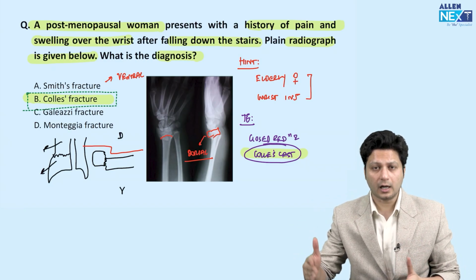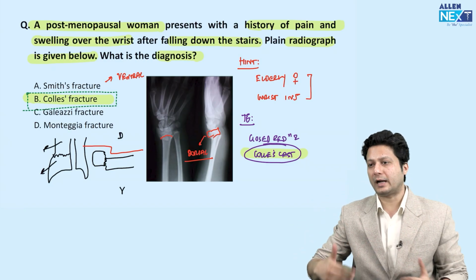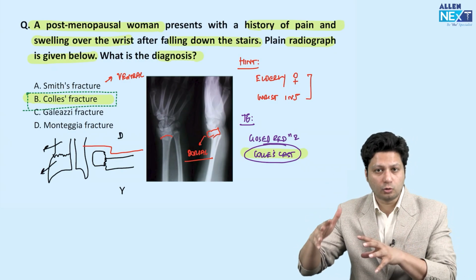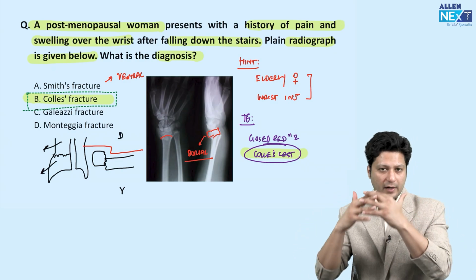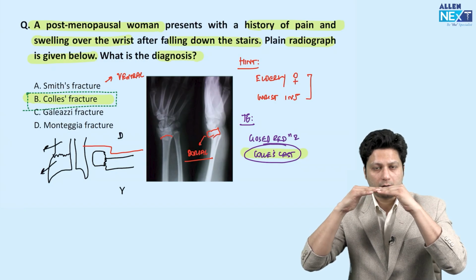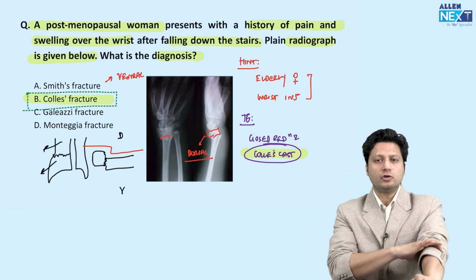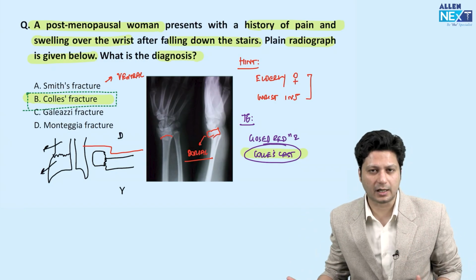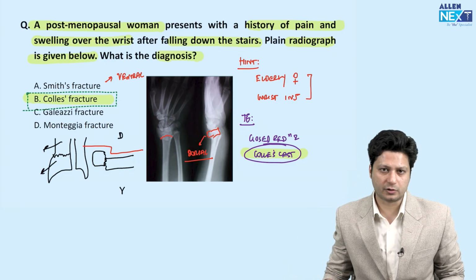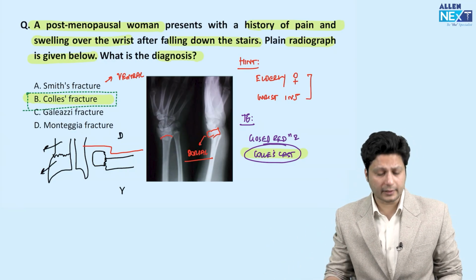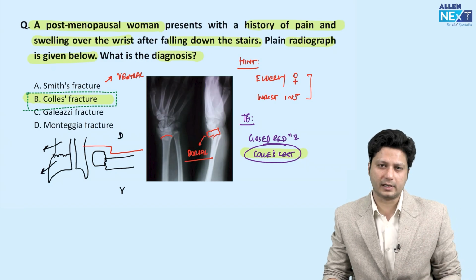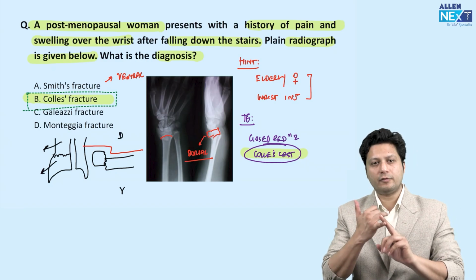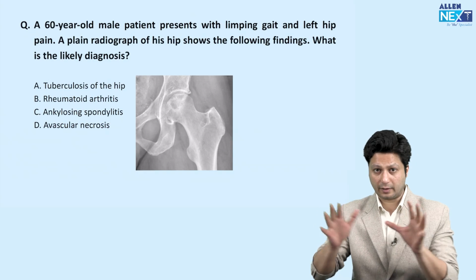What are the reasons for that? What are the steps in the management? That means after the traction, what do you have to do? How will you disimpact the fragment? How will you reduce the fragment? All these things we have discussed in huge detail in the orthopedics lectures related to Colles fracture. Colles fracture is a commonly asked question. So, elderly female, wrist injury, Colles fracture, straight away.